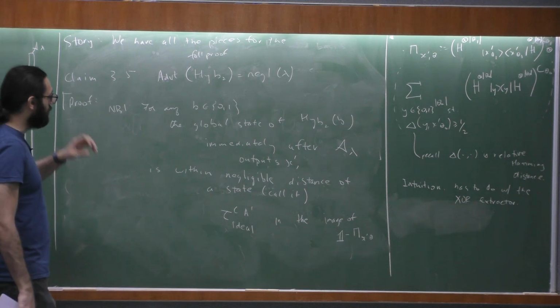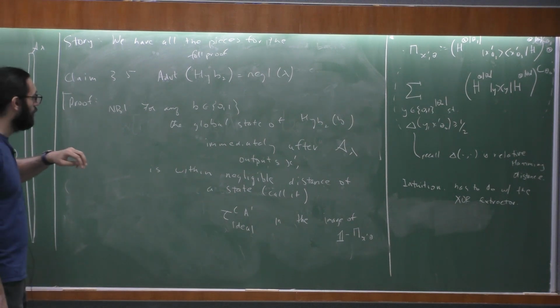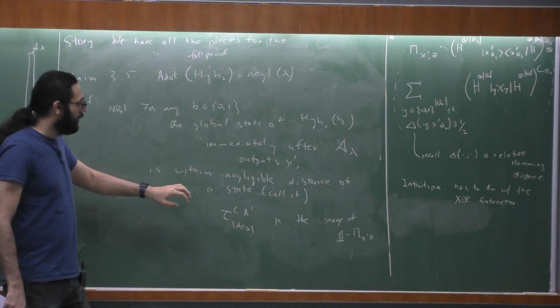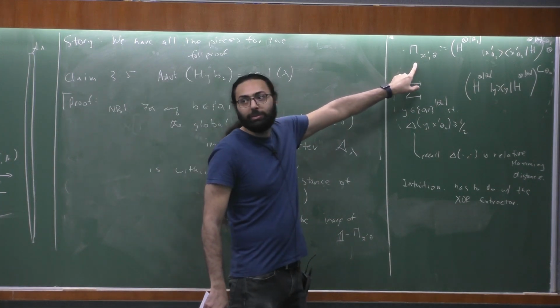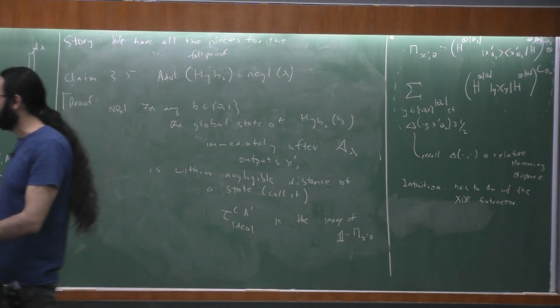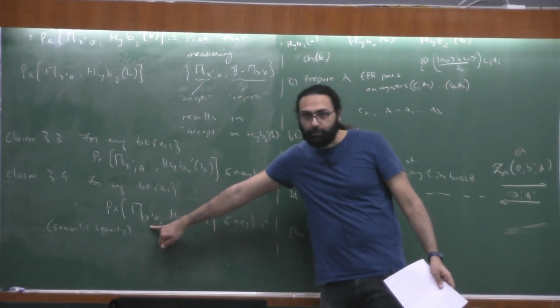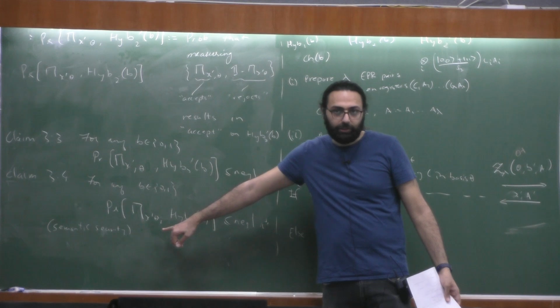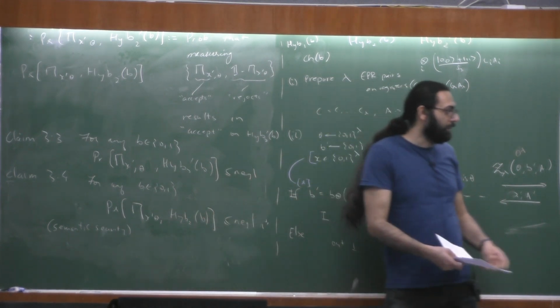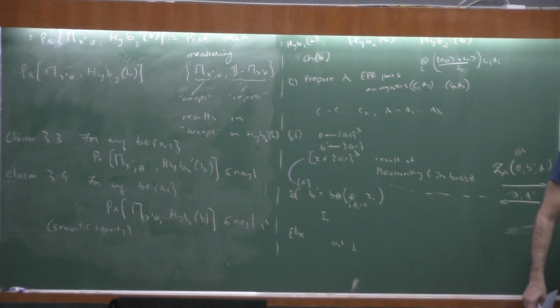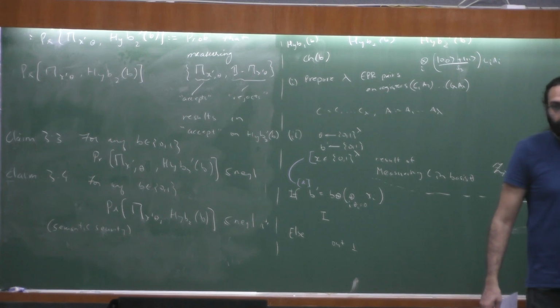and we just argued that being in the image of pi x prime is negligible, right? That's what this claim is saying here. So you could not possibly be in the image of this because the probability that you're getting that outcome is essentially 0. So therefore you necessarily have to be in the support of this projector, right? Image is correct usage.